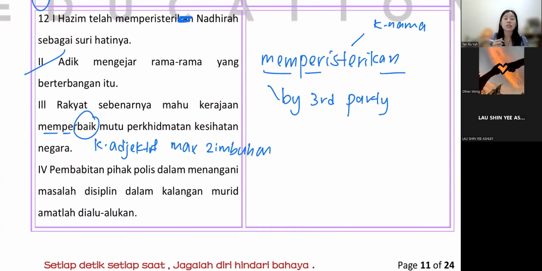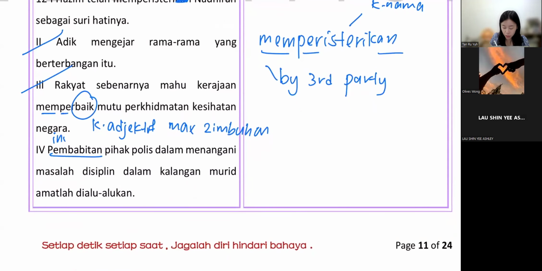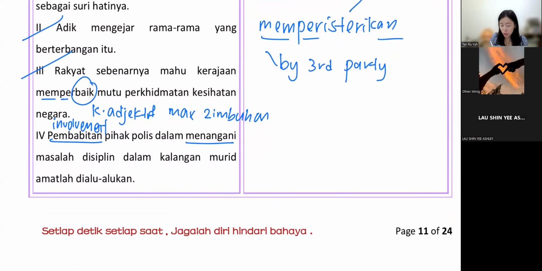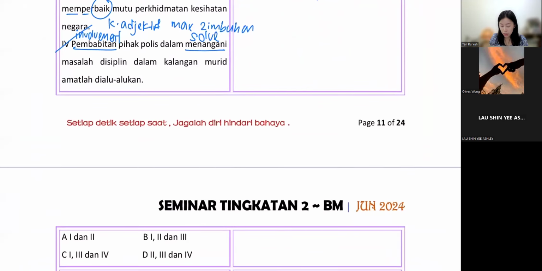They need to like strengthen the quality of serving perkhidmatan kesihatan. Perbabitan, which is involvement. Pihak sekolah dalam menangani, to stop, to solve. Masalah disiplin dalam kalangan remaja amatlah dialu-alukan, which is welcome, accepted. So this one is correct. So 2, 3, 4 is correct. So answer is donkey.